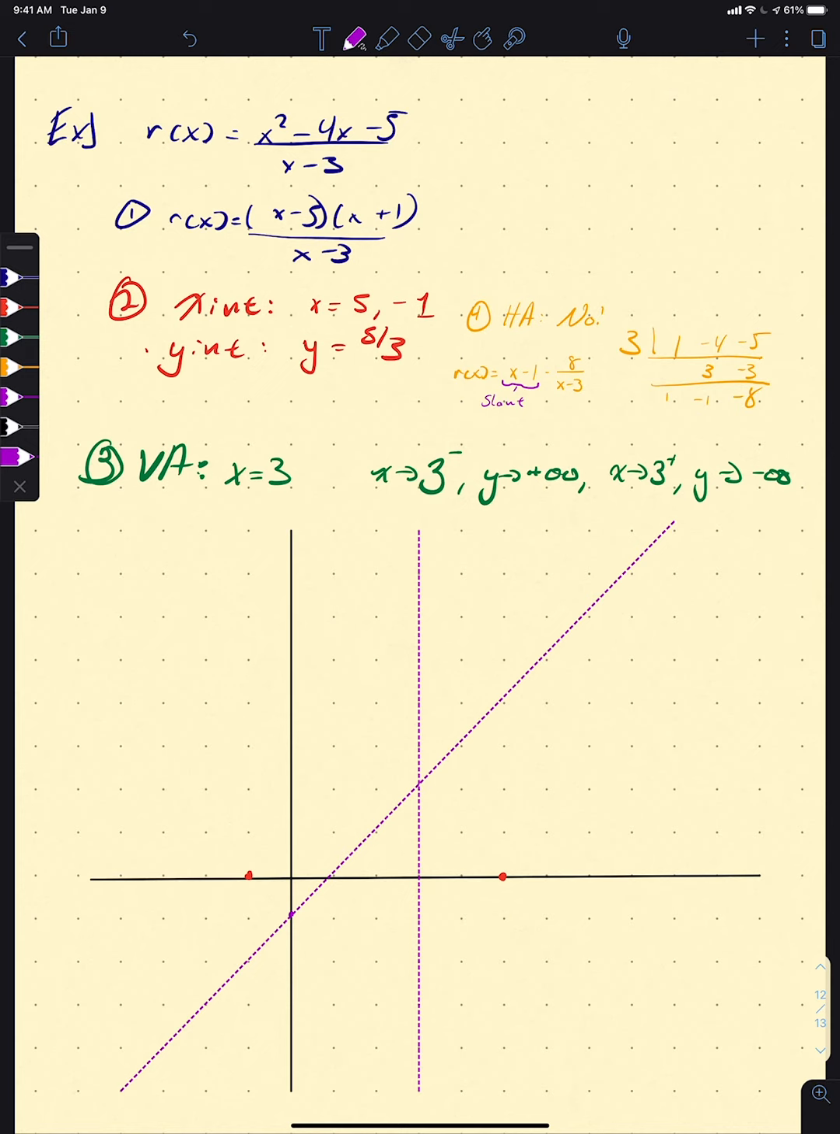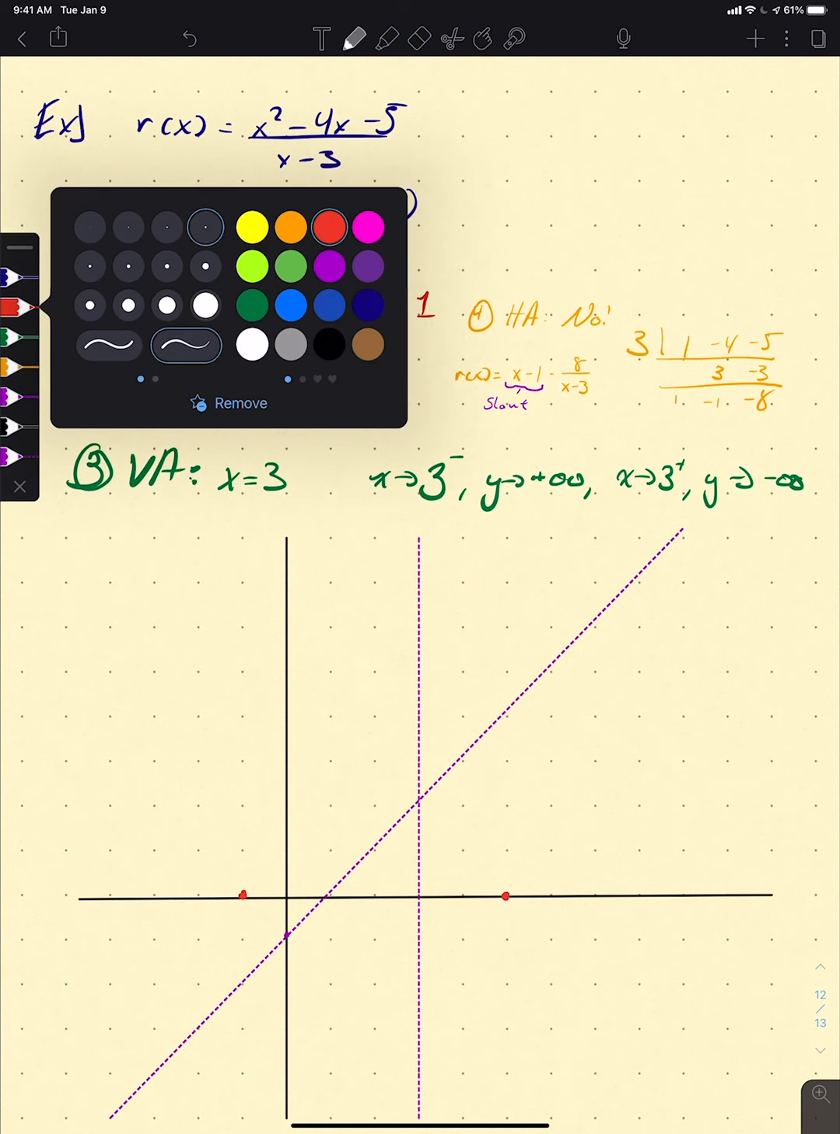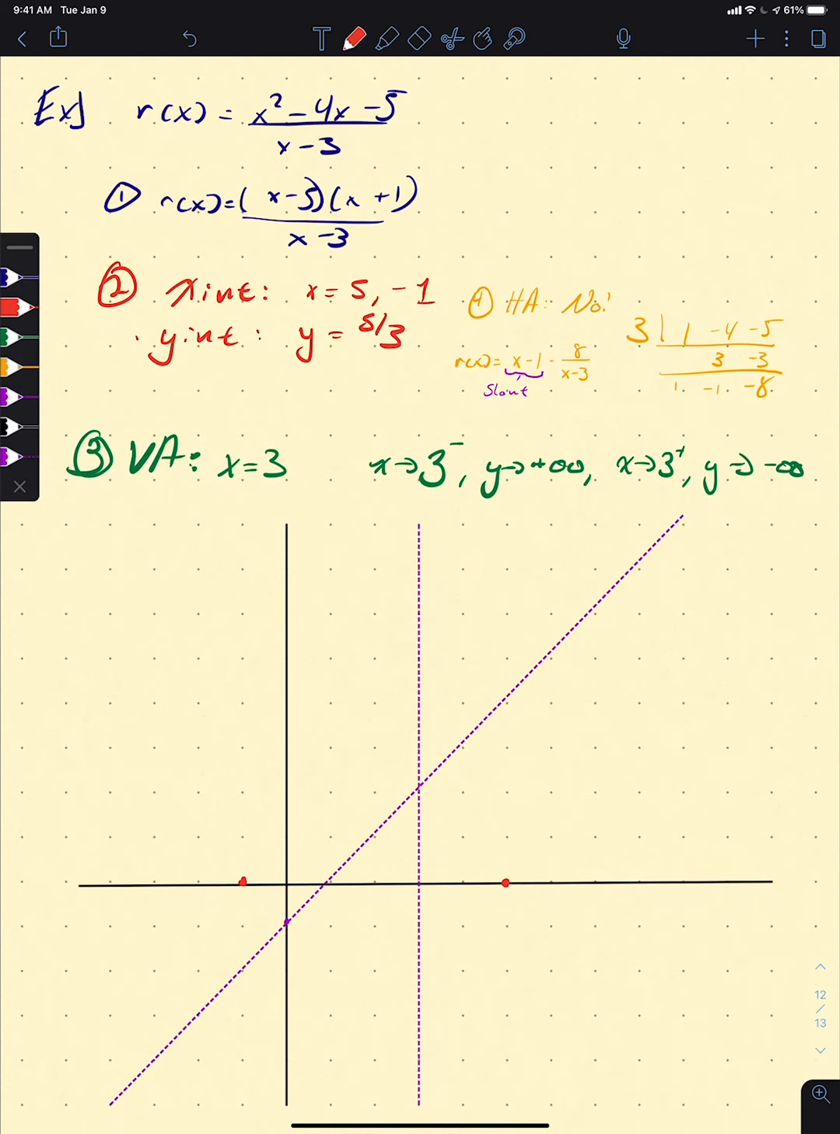Okay, so we need to sort of follow along with this guy. We also need our y-intercept of 5/3, which is going to be just below 2. Okay, and now we know that as x gets arbitrarily large, we're going to approach this line. So we're going to end up going like that and like that.